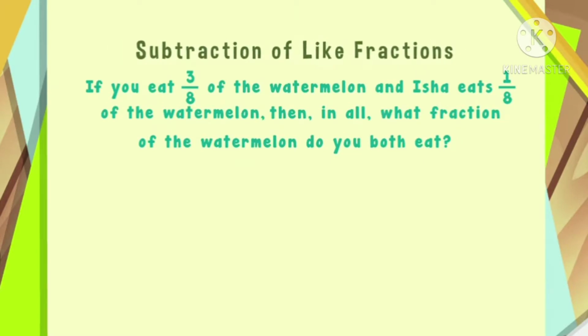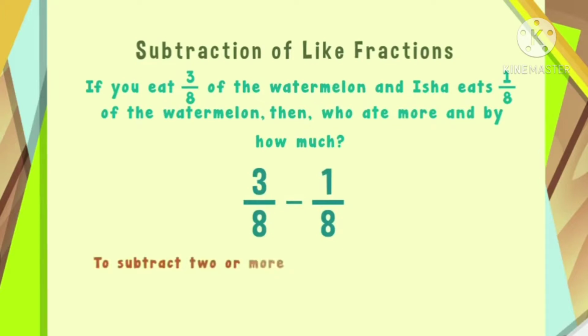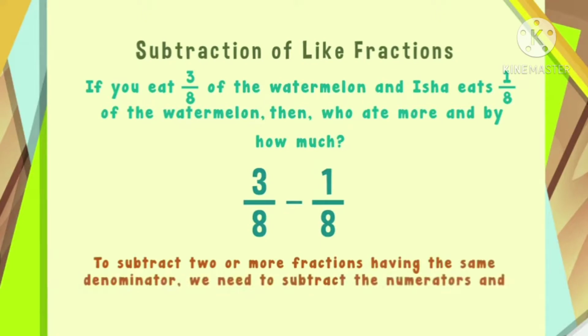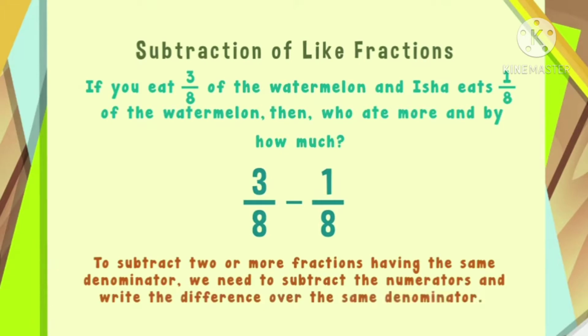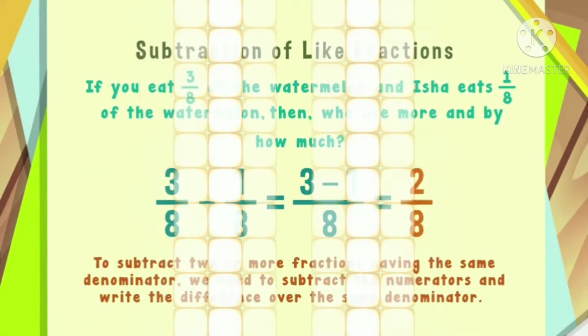Subtraction of like fractions. Similarly, we can even find who ate more and by how much by subtracting the fractions. To subtract 2 or more fractions having the same denominator, we need to subtract the numerators and write the difference over the same denominator. Here, we will find the difference between the numerators and write it over the same denominator. 3 minus 1 is 2. Thus, you ate 2 upon 8 parts more of the watermelon than Isha.